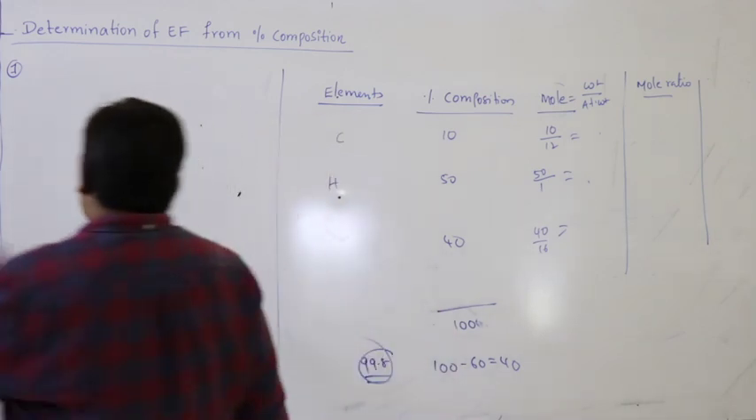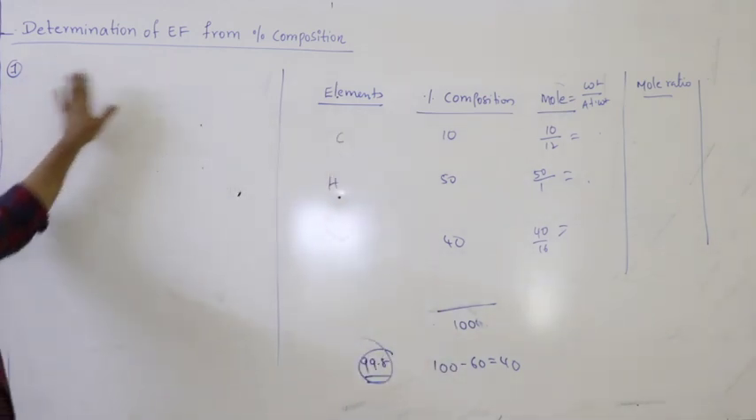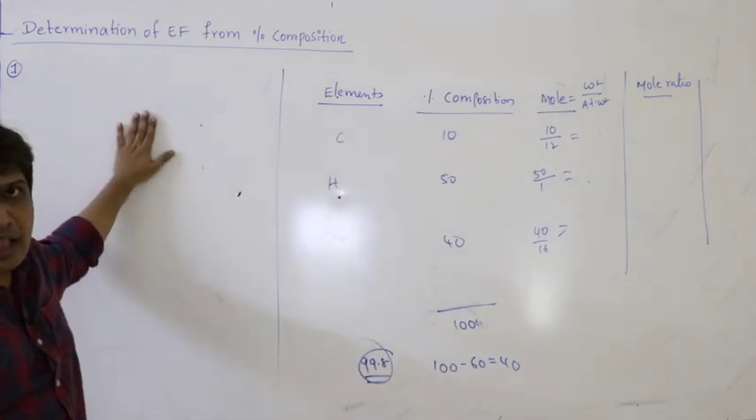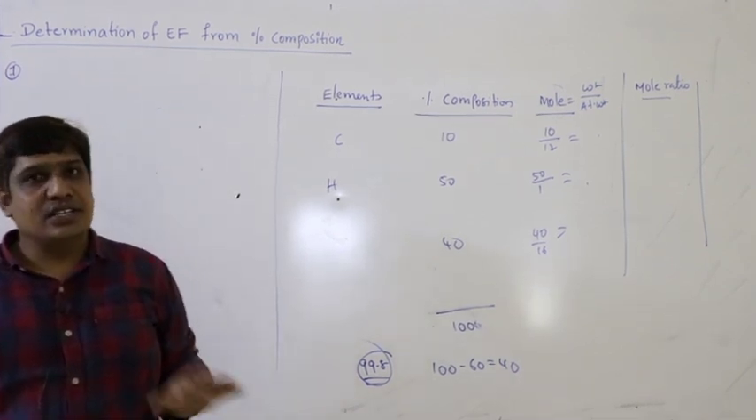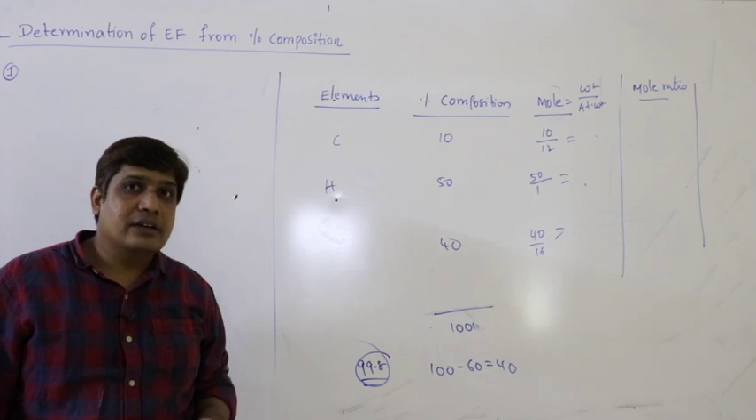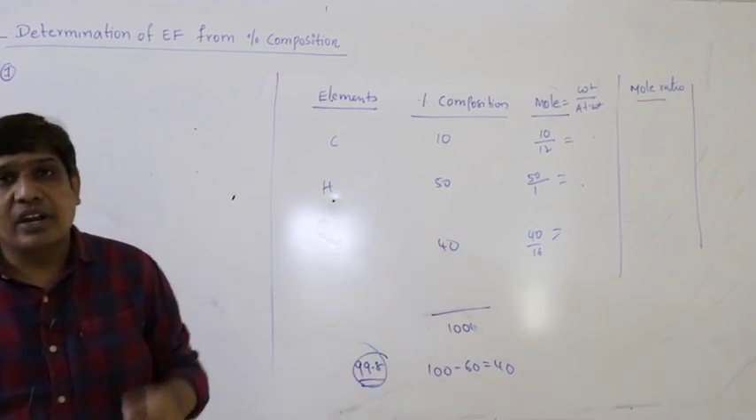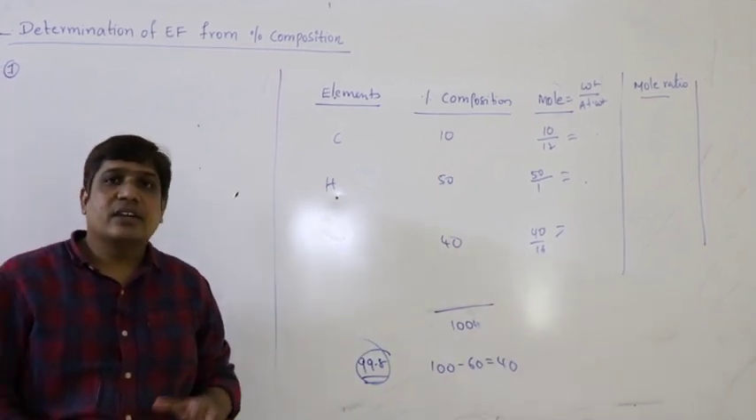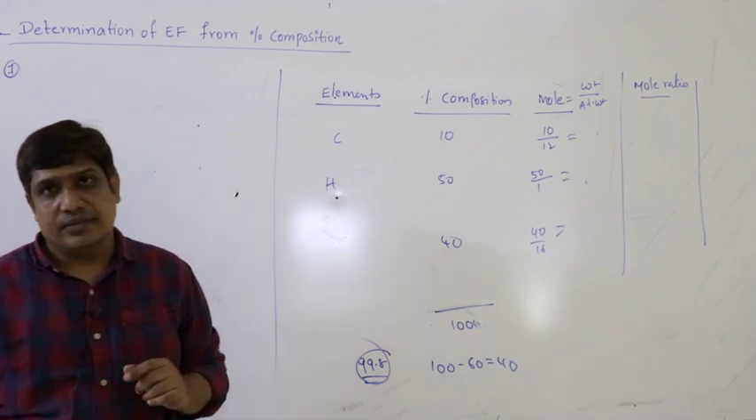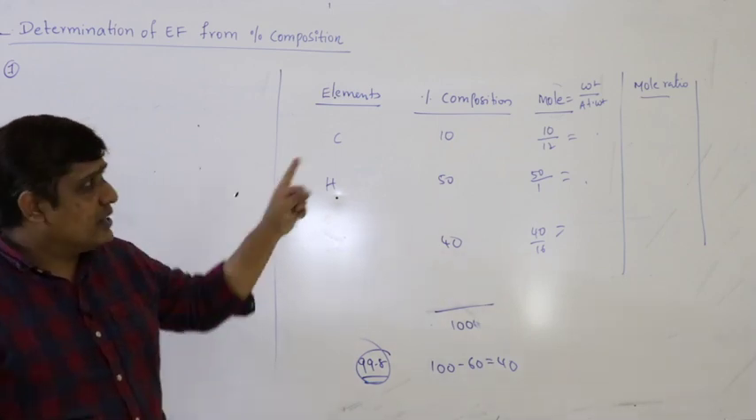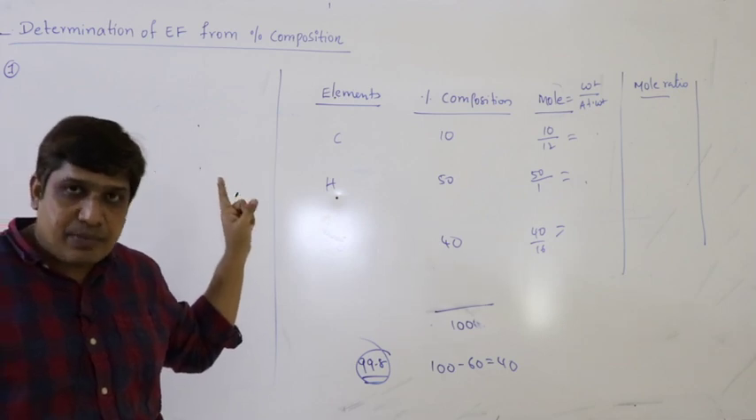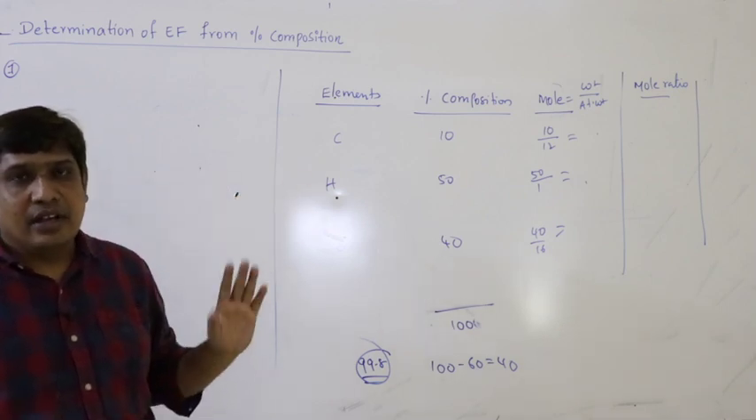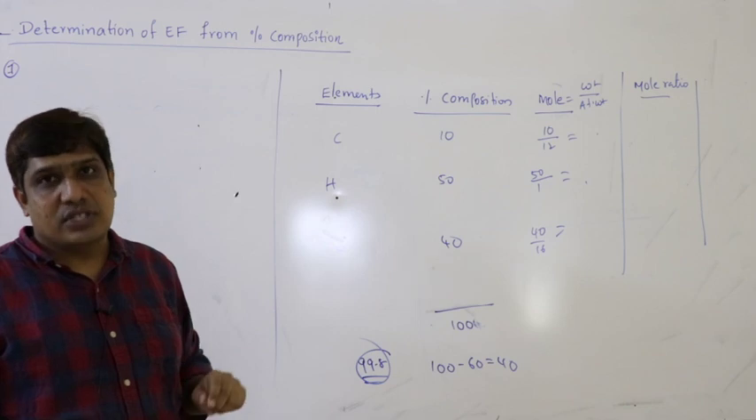So first point, write the composition of each element, add the percentage composition. If it is near to 100, it is fine. If it is not near to 100, subtract the obtained value from 100, and assign that value as the percentage of oxygen. Divide the mass percentage or percentage composition of the respective element by atomic weight. That means you have to calculate moles.